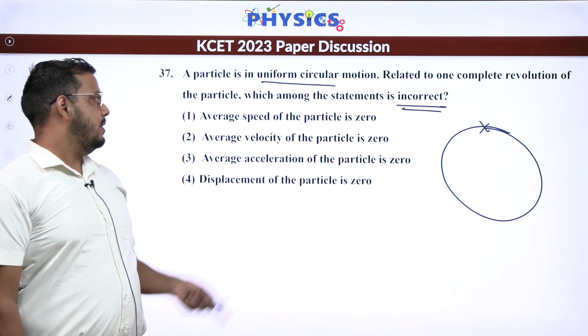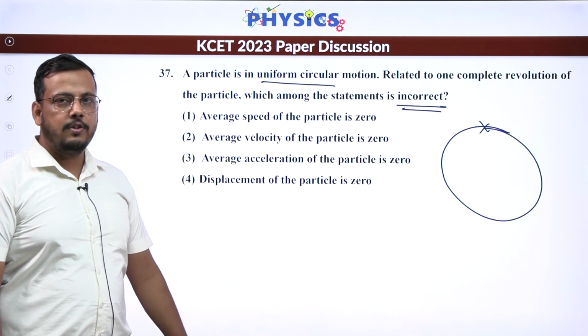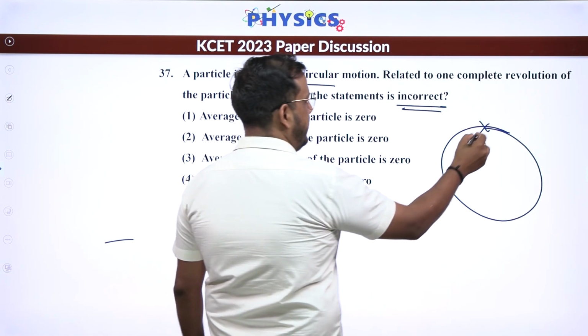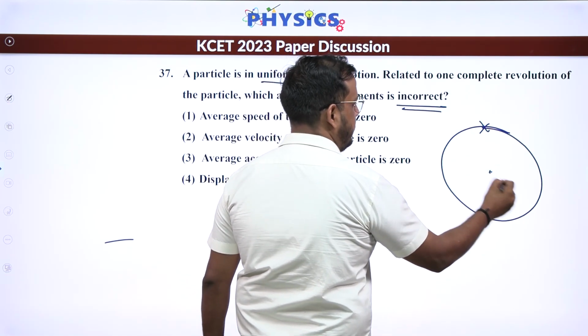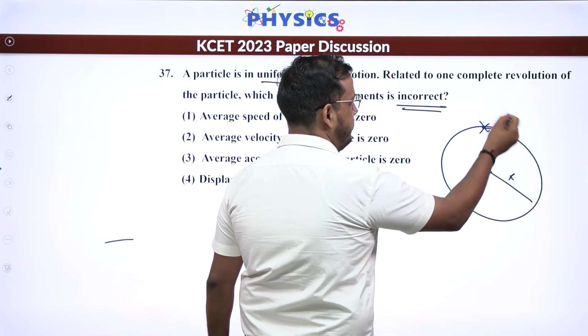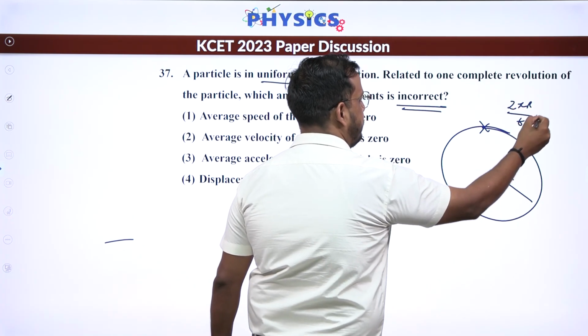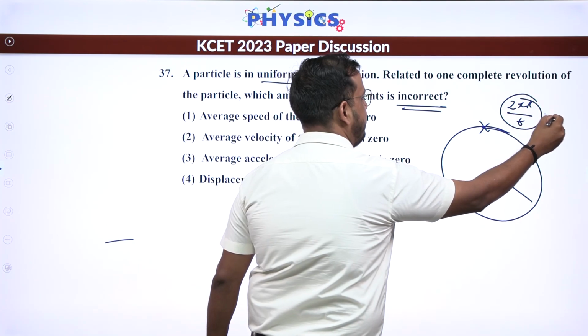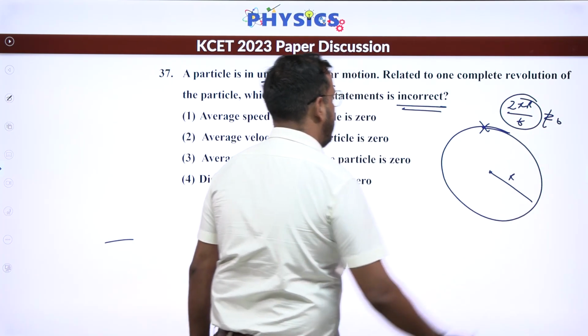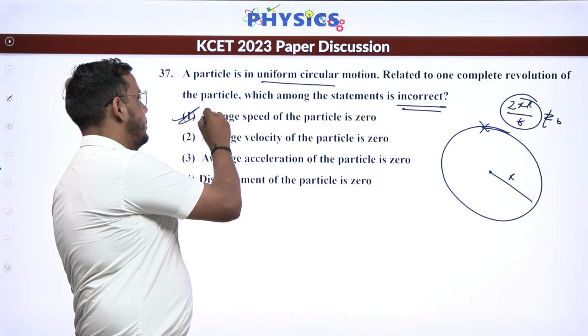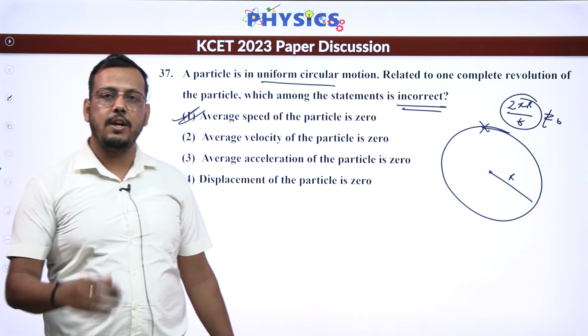So the options are, average speed of the particle is 0. What will the average speed of the particle be? Let's suppose the radius is r, and it has covered a distance of 2 pi r, and it will take some time also. So this average speed can never be 0. So option 1 is incorrect, because they asked for the incorrect option.